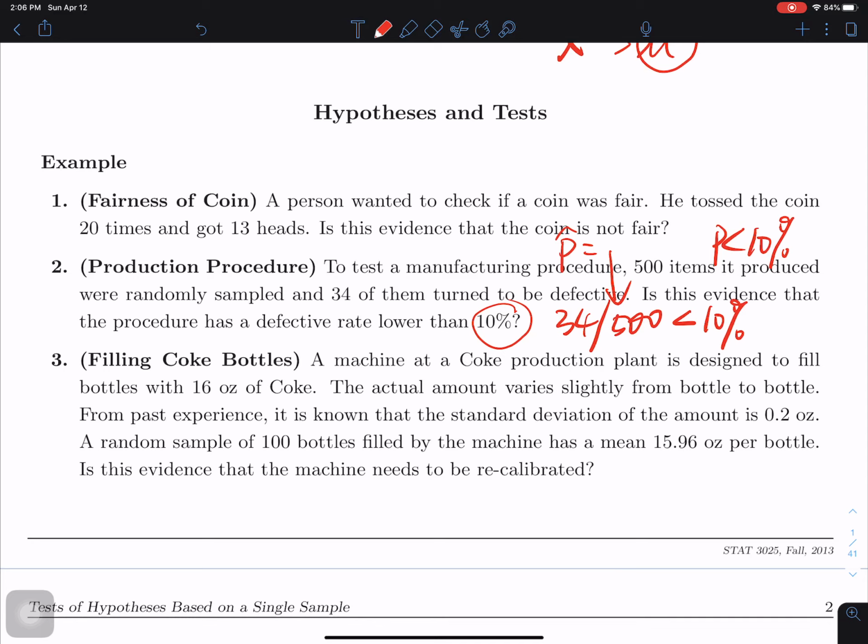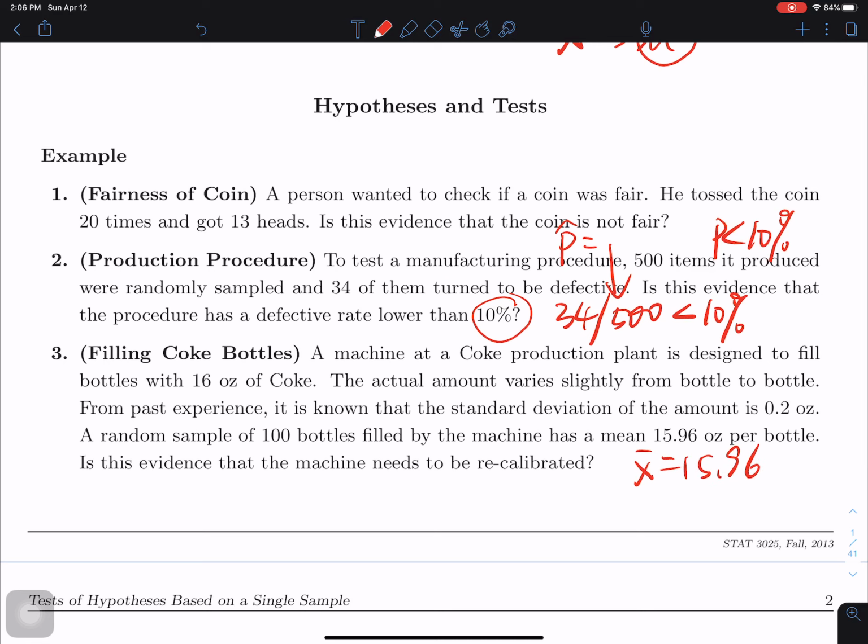Okay, so that is to say, people claim that the machine would fill bottles with 16 ounces. However, after measurement of 100 bottles, the mean is only like 15.96. And then, based on the 15.96, can we say that the claim that the bottle can be filled with 16 ounces by the machine is correct? So here, our sample mean is 15.96, and we would like to know whether the population mean is equal to 16 or is not equal to 16. So here's our interest.